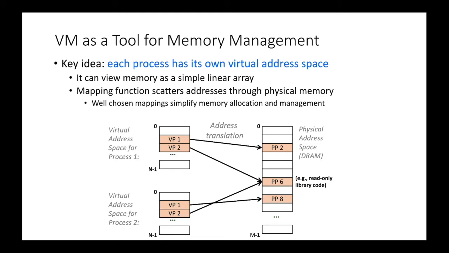Let's talk about virtual memory as a tool for memory management. Each process has its own virtual address space, which views memory as a simple linear array, and we map the pages from multiple processes to a single physical main memory. Well-chosen mappings simplify memory allocation and management. In this visualized example, virtual page number 1 of process 1 is loaded to physical page number 2, and virtual page number 1 of process 2 is loaded to physical page number 8.